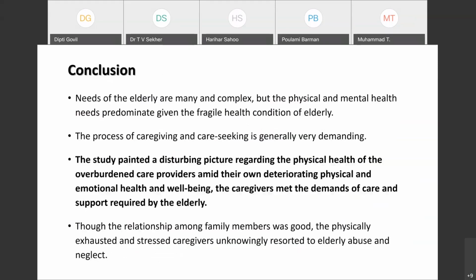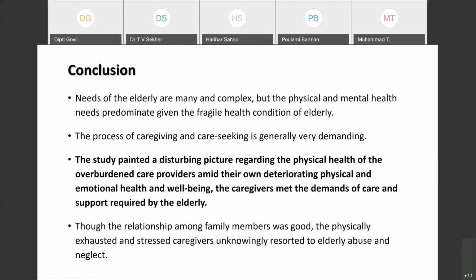So to conclude, I would like to say that the needs of elderly are many and complex, but the physical and mental health needs predominate given the fragile health condition of the elderly. The process of caregiving and care seeking is generally very demanding. The study painted a very disturbing picture regarding the physical health of the overburdened care provider amid their own deteriorating physical and emotional health and well-being.